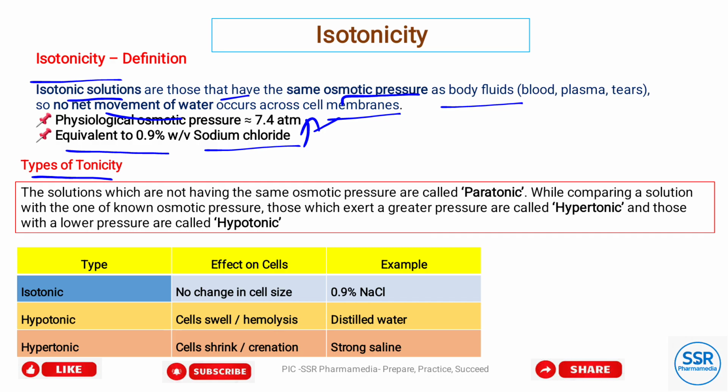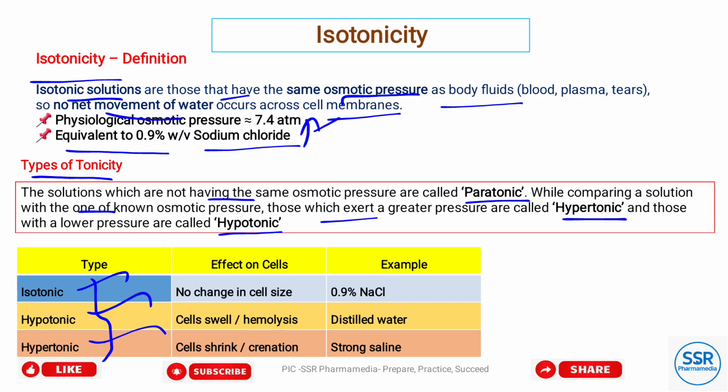Now the types of isotonicity. Solutions which do not have the same osmotic pressure are called paratonic. While comparing a solution with one of known osmotic pressure, those that exert a greater pressure are called hypertonic, and those with lower pressure are called hypotonic. So there are three types of solution: isotonic solution, hypotonic solution, and hypertonic solution.